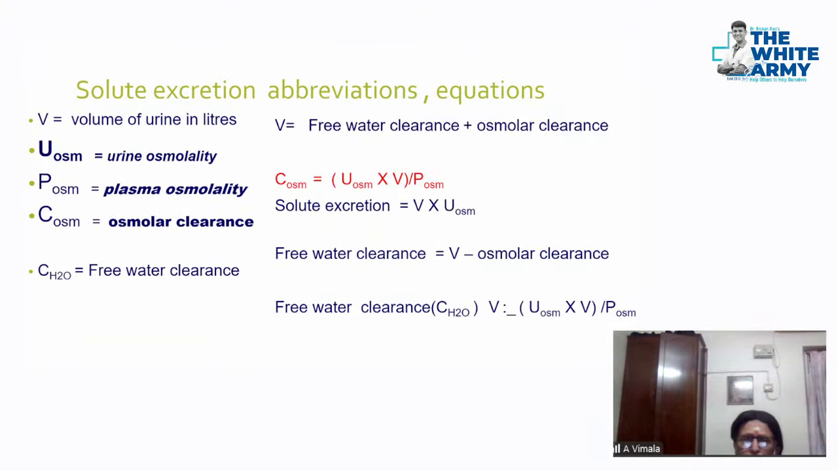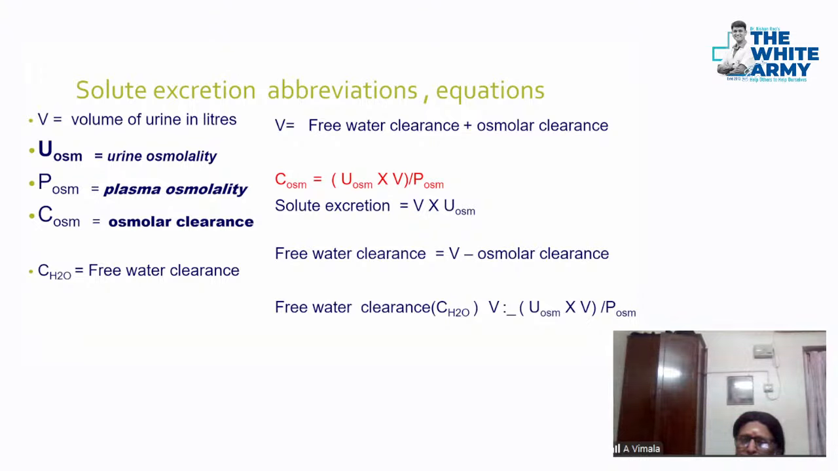So let us see what are the abbreviations and equations we come across in polyuria. V is volume of urine in liters, U is urine osmolality, P is plasma osmolality, C is osmolar clearance, and CH2O is free water clearance. So volume of urine passed in 24 hours is equal to free water clearance plus osmolar clearance.